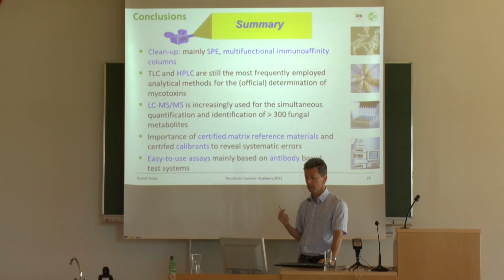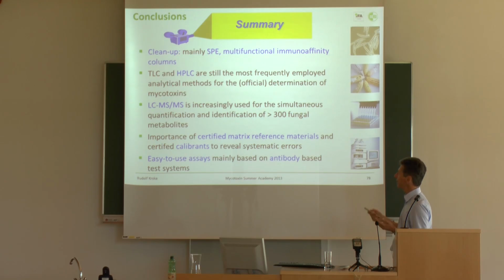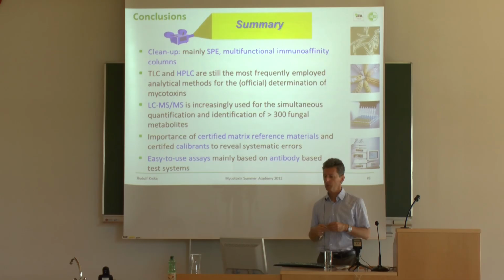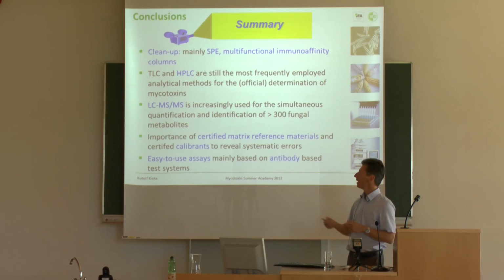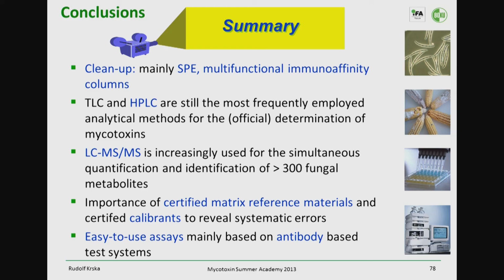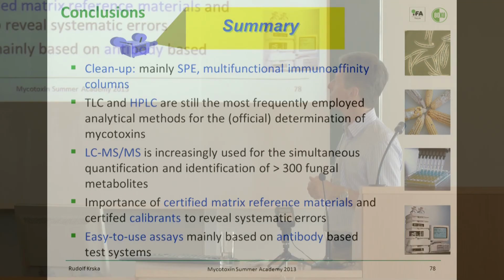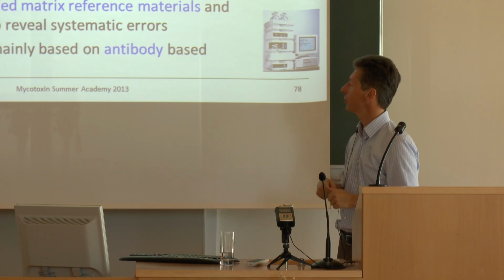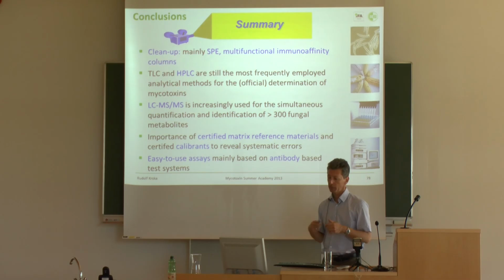So let me summarize. For cleanup, mainly solid phase extraction and multifunctional immunoaffinity columns are still the most important cleanup techniques in use. Thin layer chromatography and also high performance liquid chromatography are still the most frequently employed analytical methods for the official determination of mycotoxins. LC tandem mass spectrometry is increasingly used for simultaneous quantification and identification. That is the major strength of MS, that you can do quantification and identification at the same time of more than 300 fungal metabolites, including bacterial ones.